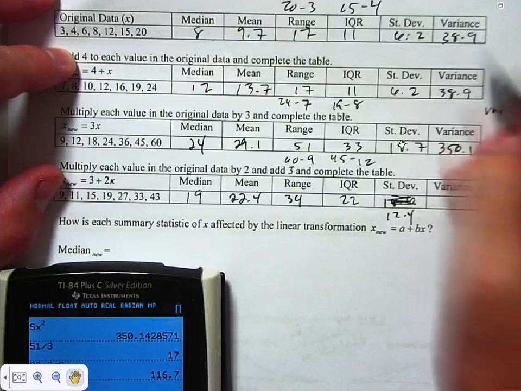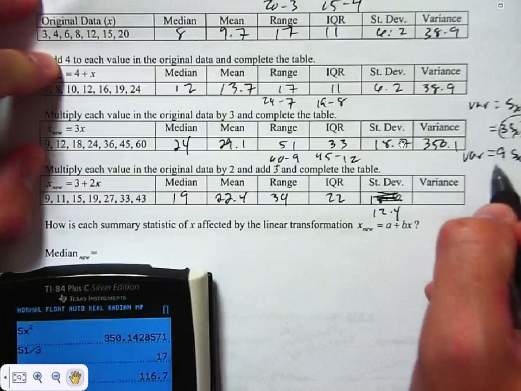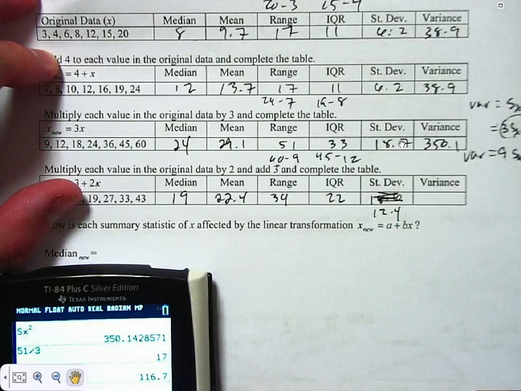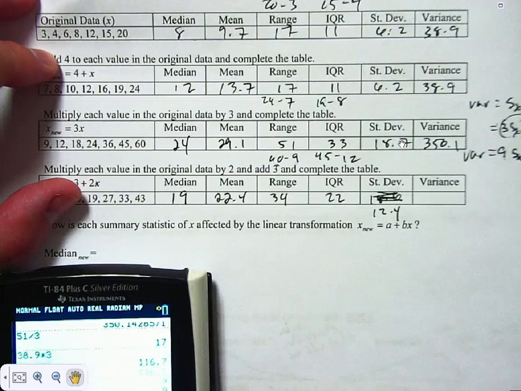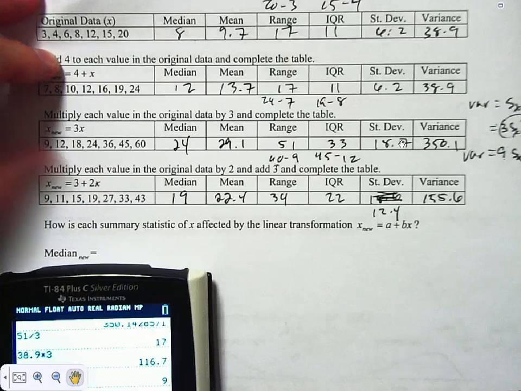Variance, no change in adding, change in multiplying, but by the square factor, right? So it's going to take 4 times 38.9, which is going to be 155.6. So that's how it should change.